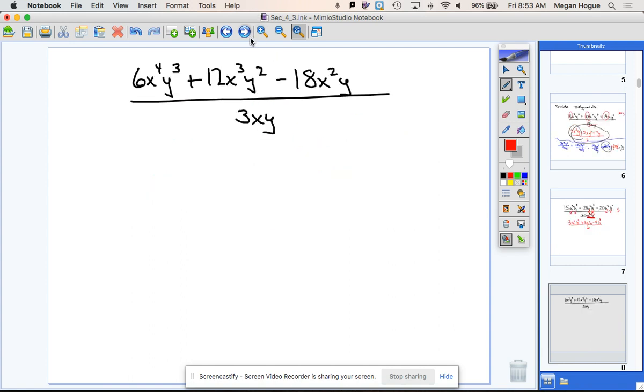Okay, let's try another one. So 6x to the 4th y cubed, I'm going to change it a little bit, but just at the end so it hasn't affected you. Plus 12x cubed y squared minus 18x squared y squared over 3xy squared.